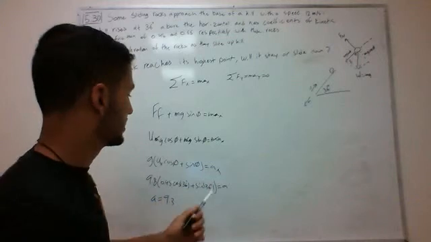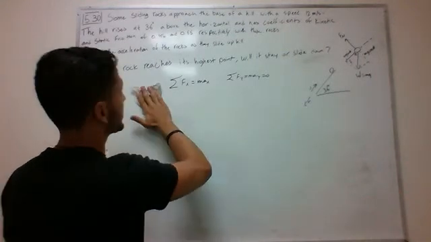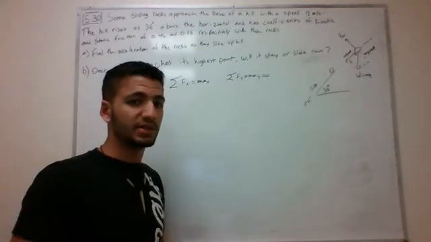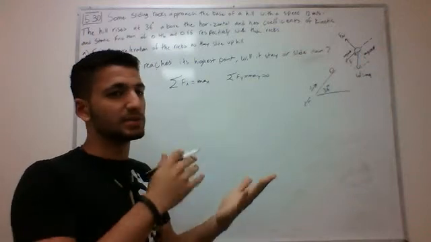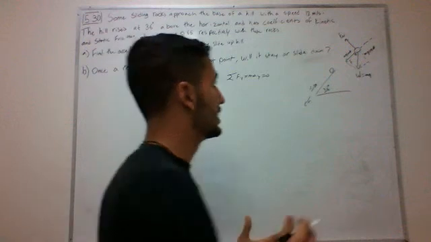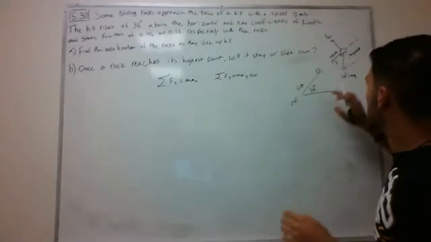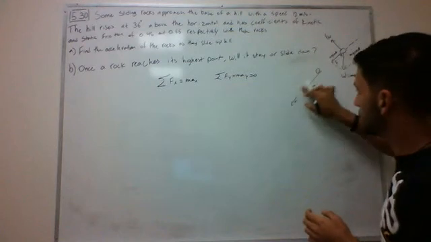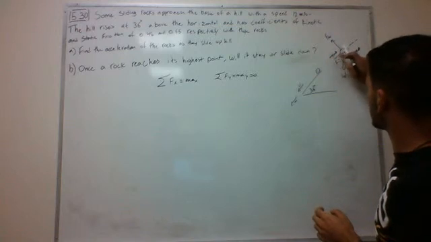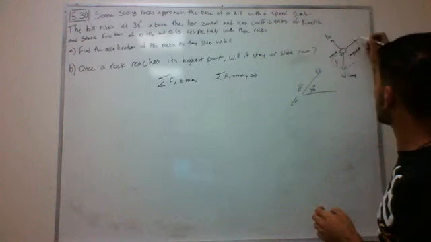So we found that. Going to the second part, which is once the rock reaches its highest point, will it stay up or slide down? If you think about it, it's going to slide down because there's not enough force of friction to stop the rock from sliding down in the opposite direction. So going back to the free body diagram, in case B, the velocity is going to go down, which means the force of friction is going to go to the other side. It's going to be going up.